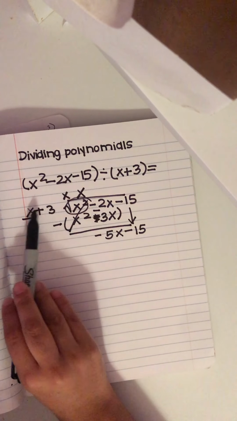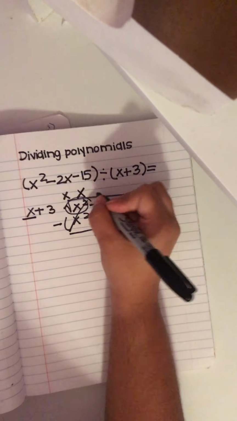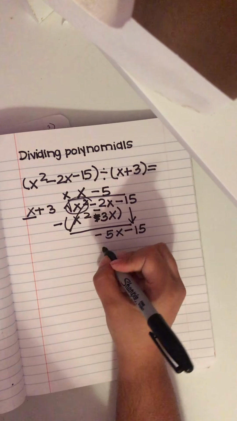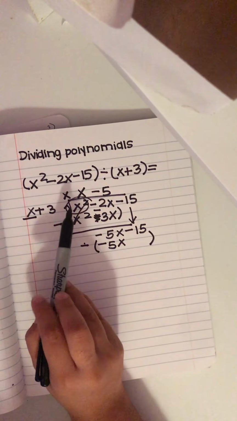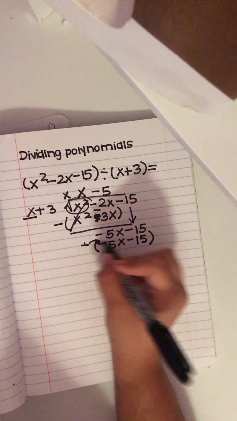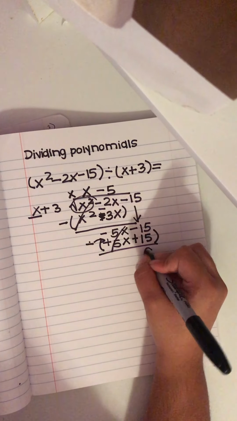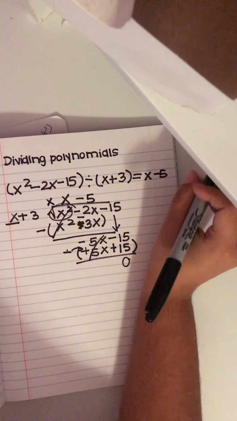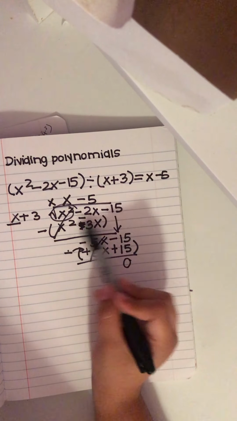So what is missing to become a negative 5x? You already have the x, so you're missing a negative 5. So a negative 5 times x would give you a negative 5x. And then again, you're trying to subtract. And now a 3 times a negative 5 would give you a negative 15. When you distribute this, it becomes positive, canceling it out, and this also becomes a positive, so you're left with a remainder of 0. So your answer would be x minus 5, and you could check if this is correct by doing the square method, multiplying these two to get this number.